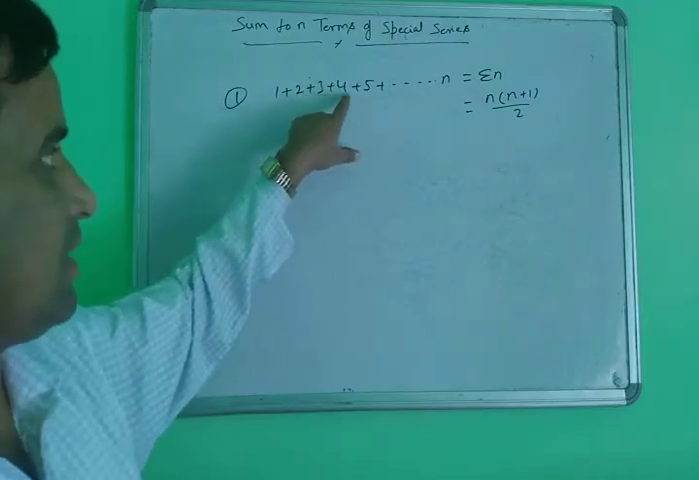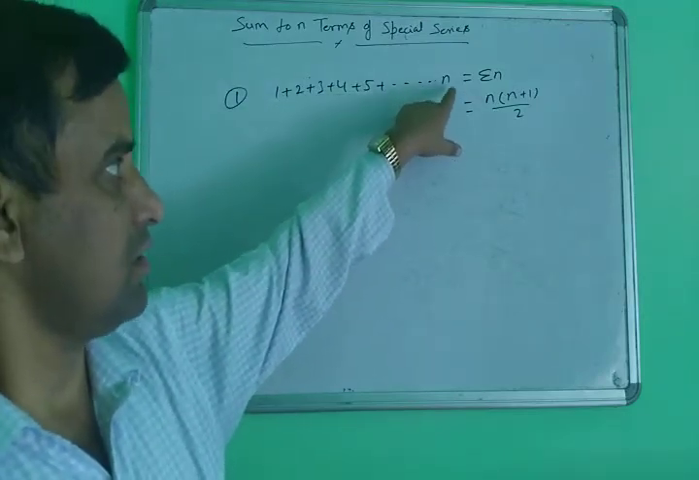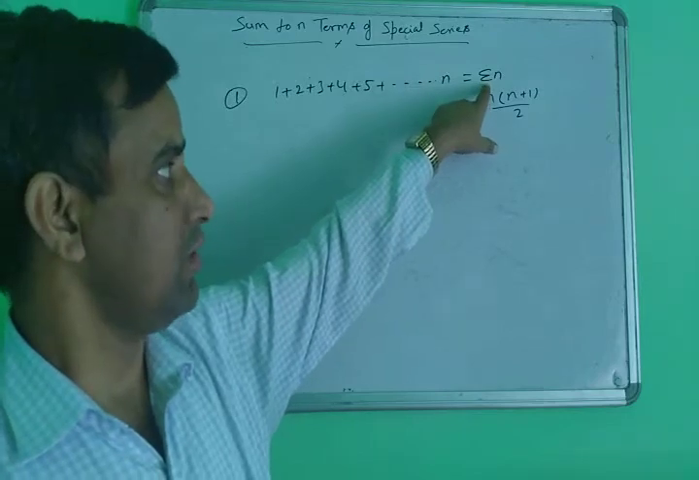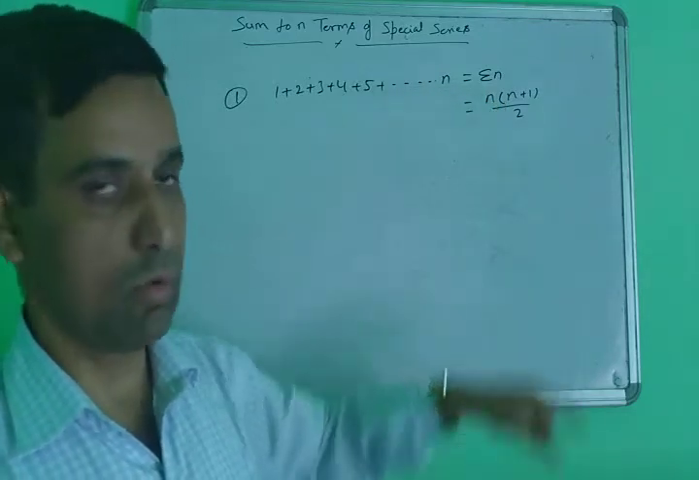1 plus 2 plus 3. How many terms here? This is not fixed. This is called the sigma n. The value of the sigma n is n into n plus 1 upon 2.